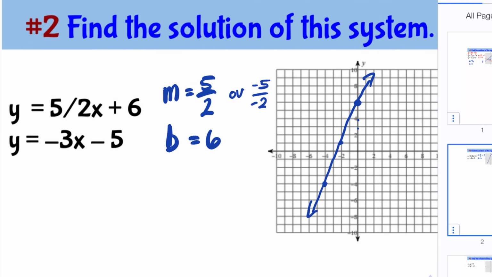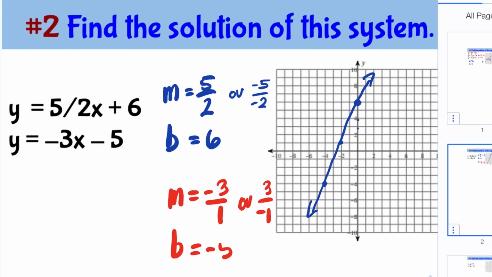Now let's graph the second equation. For the second equation, we have y is equal to negative 3x minus 5. And this means the slope is negative 3, or negative 3 over positive 1. You can also make it positive 3 over negative 1. Either the numerator or denominator is negative 1, but not both. And the y-intercept here is negative 5.